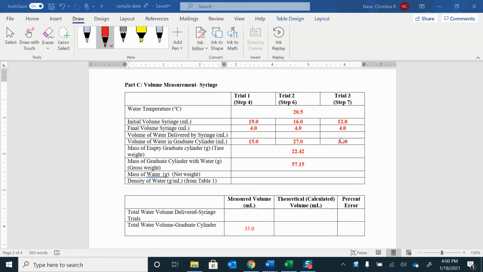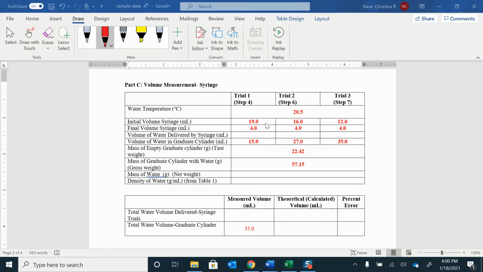So this was everything in red. That's my collected data. So I measured my water temperature. I got 20.5. That was my room temperature, and you need that to look up the density in the table. So that's why we're collecting that temperature data again. And then the way the directions walk you through this lab, they say first, fill up the syringe almost completely full. So I went to 19 mils. You might go to 20, you might go to 17. You might have different data.